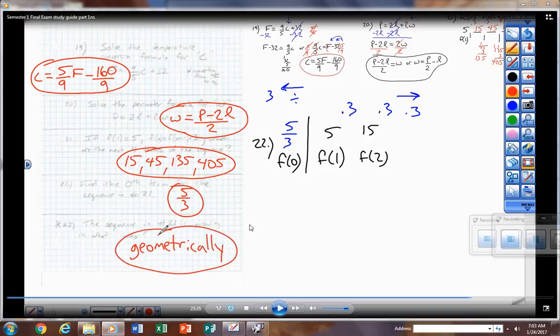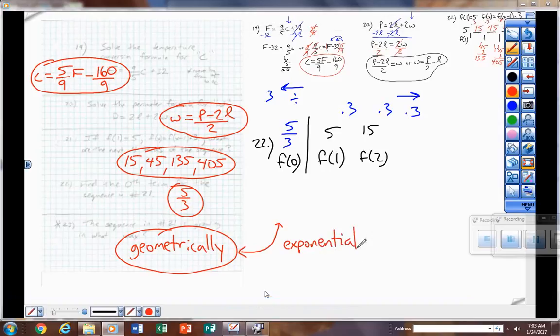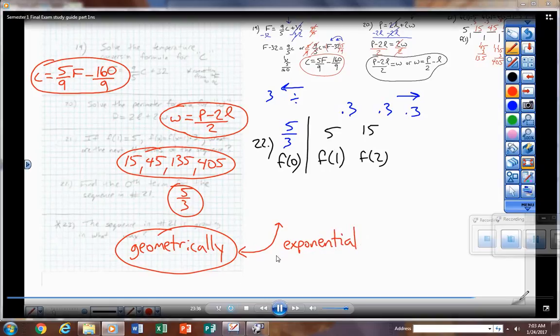This problem is growing geometrically. It is growing exponentially. Here we go. Make sure you know both those terms. Geometrics always have that exponential look, that curved line, just like that.